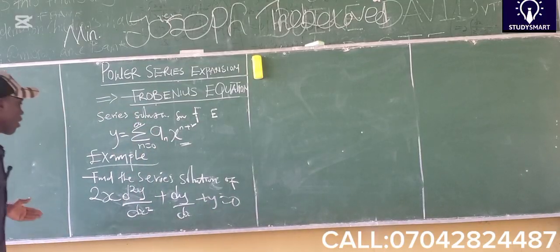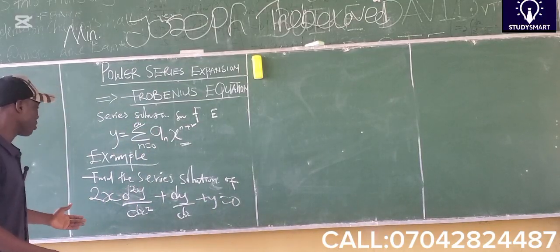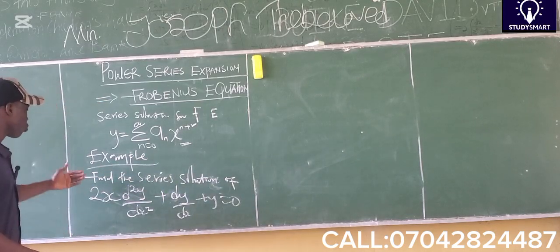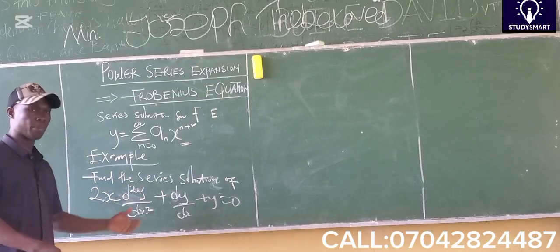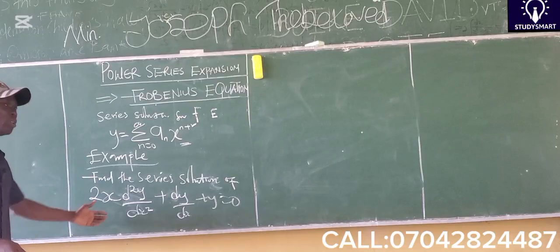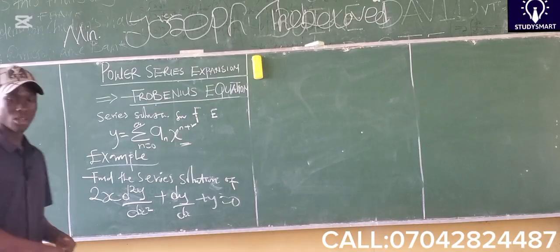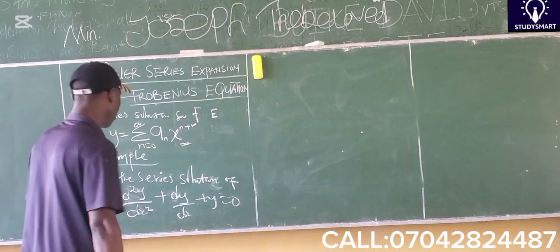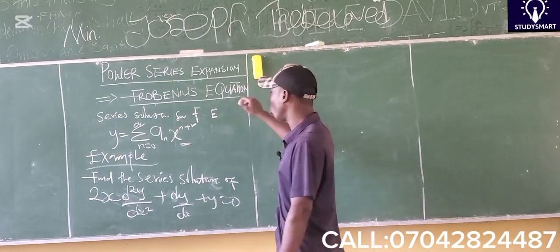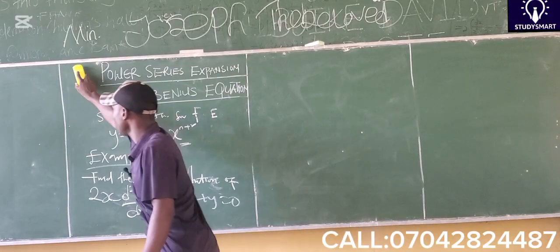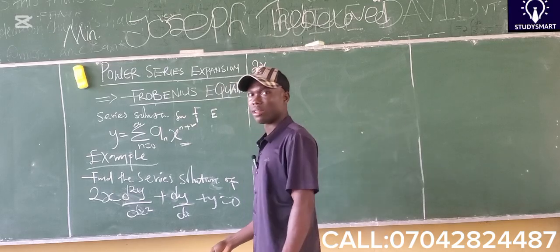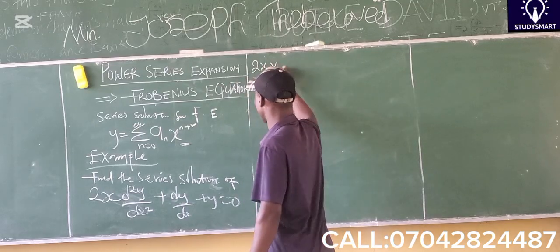Assuming we are not asked to use any method, we are just given a question like this: find the series solution of 2x d squared y over dx squared plus dy over dx plus y equals 0, and we don't know the kind of method to use. We test. So how do we test? Using the method I told you earlier. Firstly, let me change this to a simpler form so we can use it very well. So I'm going to have 2x, and d squared y over dx squared is the same thing as y prime prime.